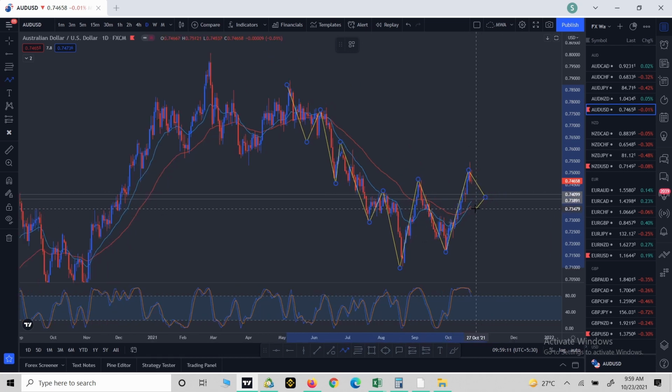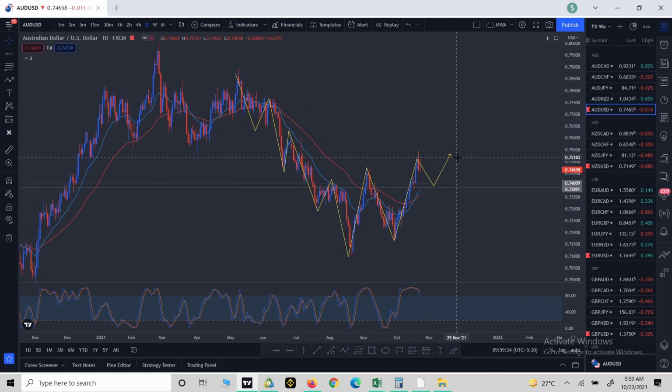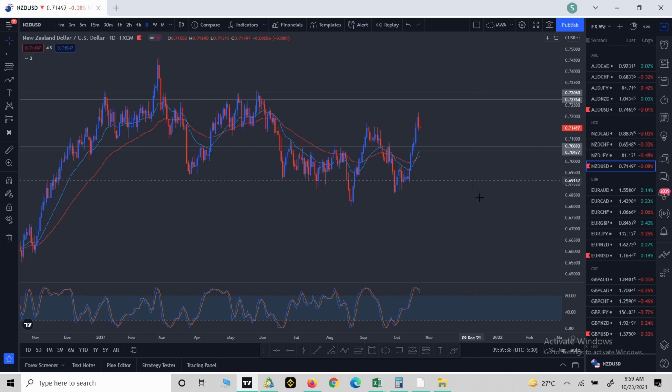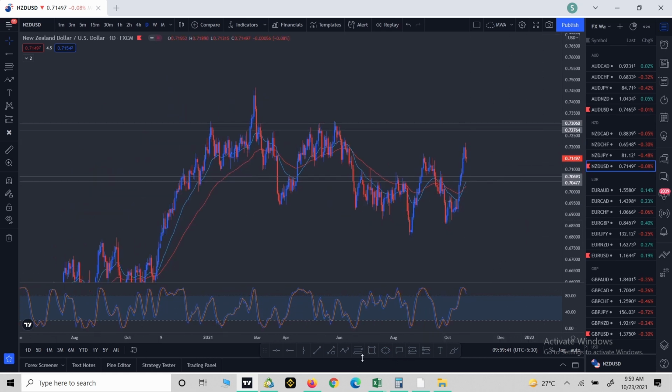Also, we can see that the 20 EMA has already crossed above the 50 EMA, so that's another confluence to look for long trades. Anyways, depending upon the price action, we can wait for the price to hit these zones, and once that happens, we can go to the lower time frames H4 and H1, look for some kind of bullish price action to go long in these zones. So that's about AUDUSD. Next, let's talk about NZDUSD.